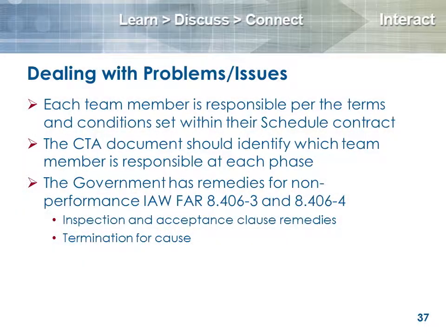All right. And dealing with problems, each team member is responsible for their portion, if you will. CTA is going to identify which team member is responsible in that regard. And any non-performance, if you will, is going to be based upon the inspection and acceptance clauses at the contract level and, of course, the termination clauses.